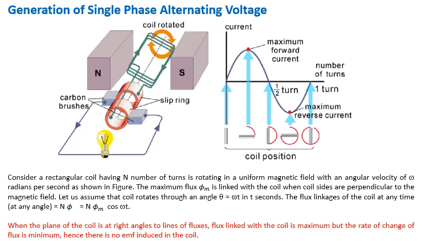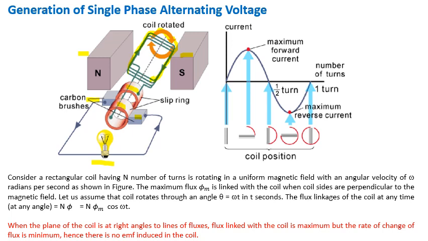In this figure, a simple generator is shown which consists of two poles. We have shown two poles here, North Pole and South Pole, and there is a coil. This is the coil, and these two are the slip rings, and these are the carbon brushes which are pressed against the slip ring. And here is the load. Here we have shown a bulb as a load in order to verify that there is a generation of EMF.